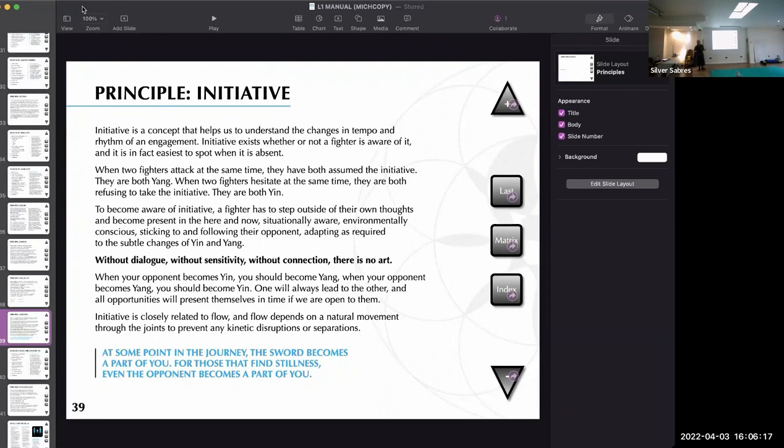If you separate, if you throw your sword so far away from the center of your body, and I don't mean in distance, I mean in connection, by the time you gather that back, they've had 3 free cuts on you. Right? At some point in the journey, the sword becomes a part of you. And for those of you that find stillness, even your opponent will become a part of you. All I'm going to close with is once you've achieved that, you're a healer. Once you achieve that, you're a healer.